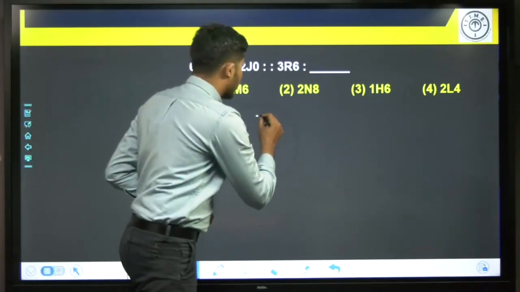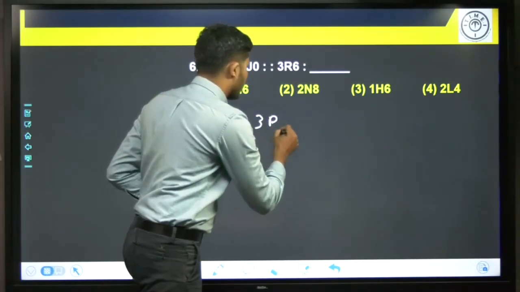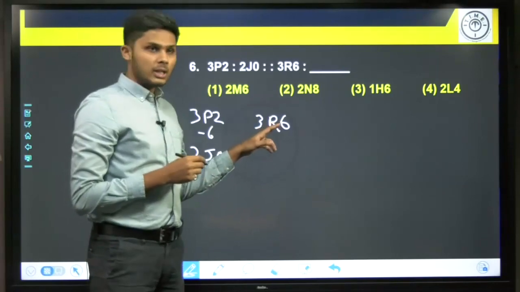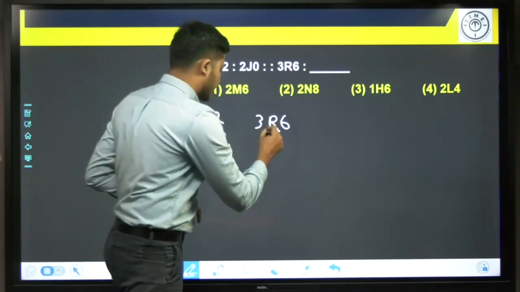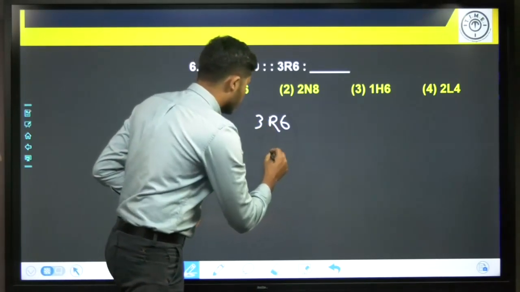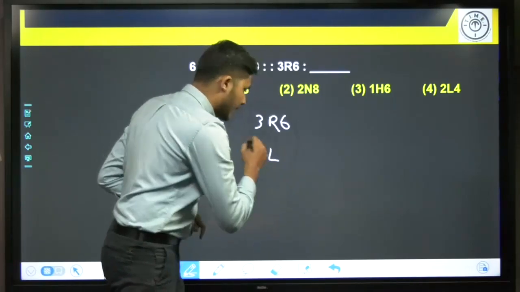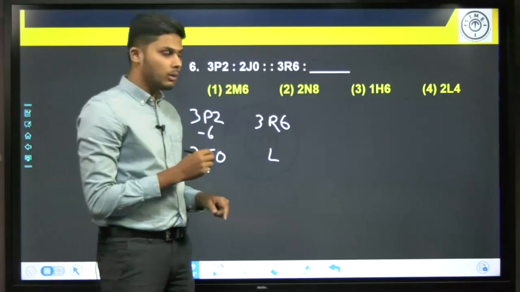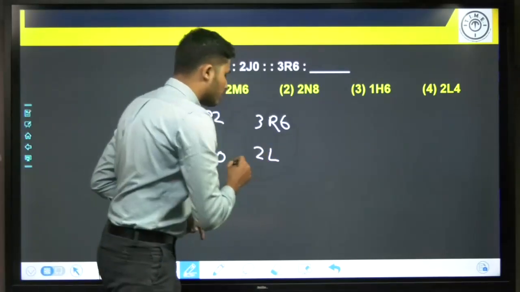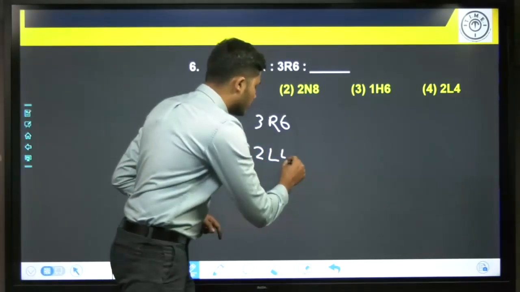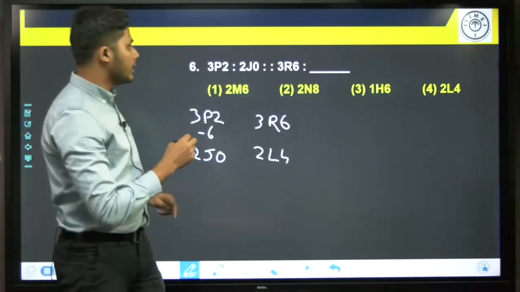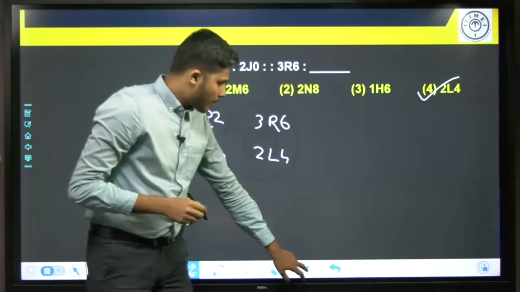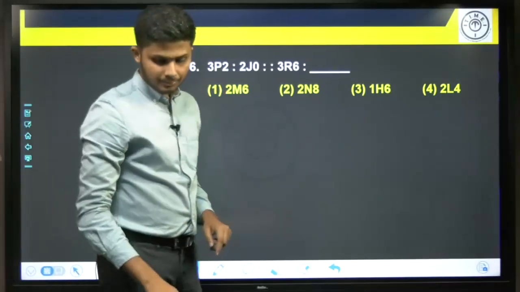Let's apply the same logic to the third term. R minus 6, which is 18 minus 6 is 12, which is L. The place value of L is 12. 12 into 2 is 24. 2 is written to the left of L, and 4 is written to the right of L. Hence, the fourth option is the missing term. Let's move on to the next question.